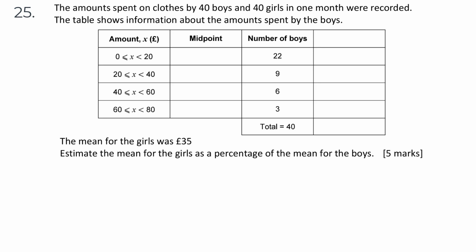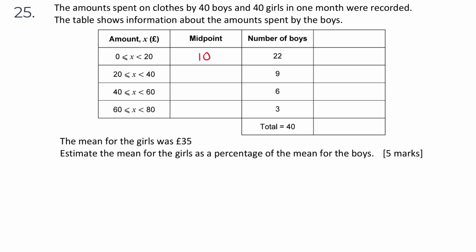Obviously the first thing I need to do is find what the mean for the boys is. As I said, the table is already set up for it. To find the mean from a group frequency table, or estimate the mean, the first thing you've got to do is work out the midpoints of each of the groups or classes. That's because you don't know, out of these 22 boys here, you know that they spent between 0 and 20, but you don't know the precise value, because the data's been grouped. So we use 10, halfway between them. 0 plus 20 divided by 2 is 10, as an estimate of what those 22 boys spent.